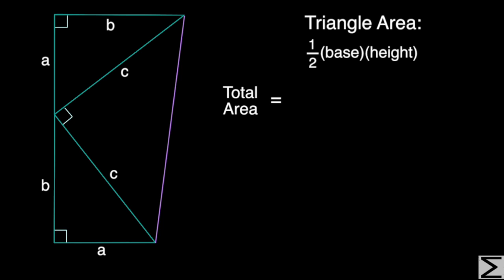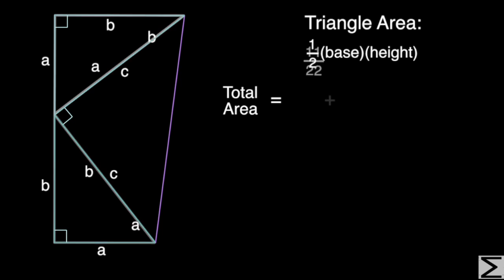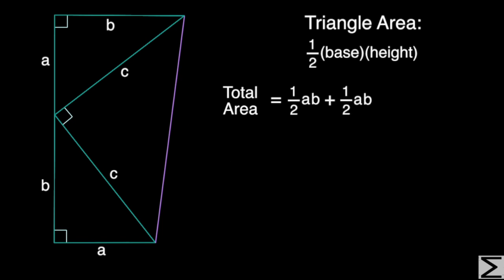We'll do this first by summing the individual areas of the triangles. Using the triangle area formula on the original triangle, we get half of A times B. On the larger triangle, we get half of C times C. And we can simplify this to get A times B plus 1/2 of C squared.